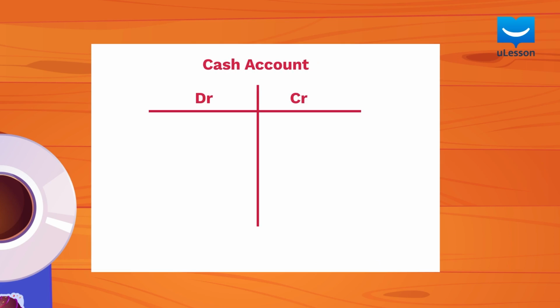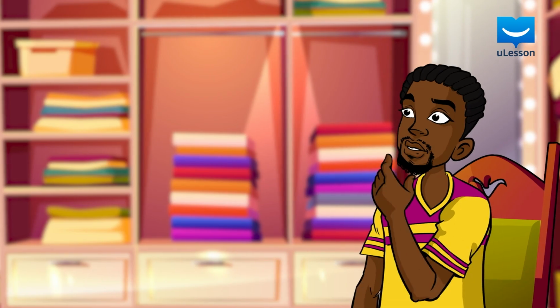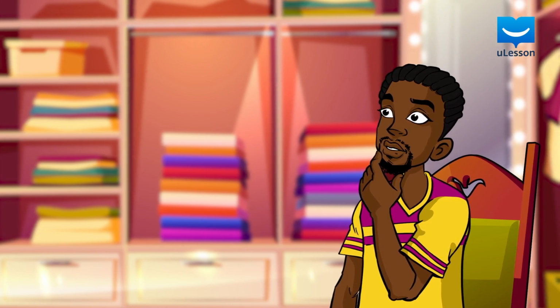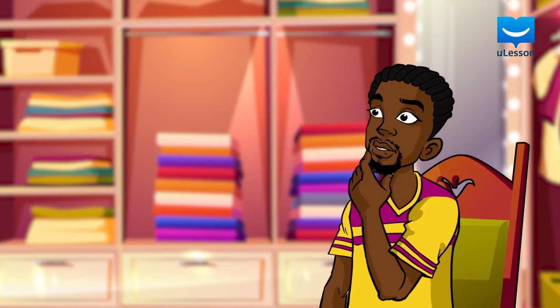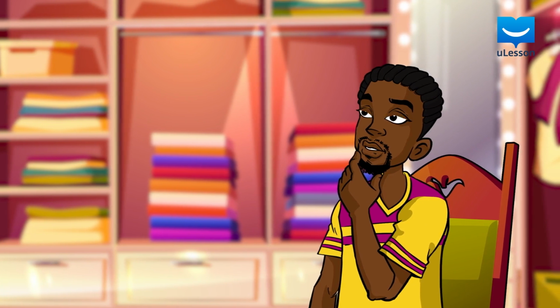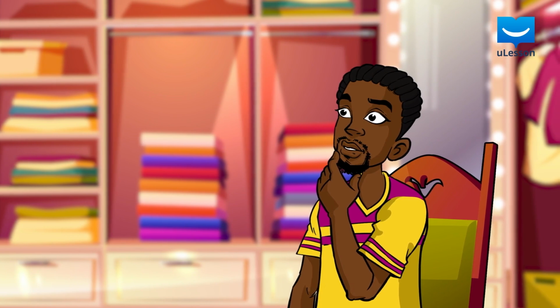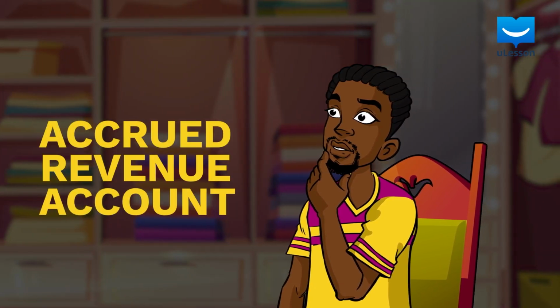If Mr. Kari receives the money within the year, it means that his cash has increased, right? Remember that a cash account is a debit balance, so an increase will be a debit entry. But now, Mr. Kari has not received the money from Ugo, and it's the end of the accounting year. He needs to create an account that will adjust for the revenue already earned and recorded but not received. This account is known as the accrued revenue account.